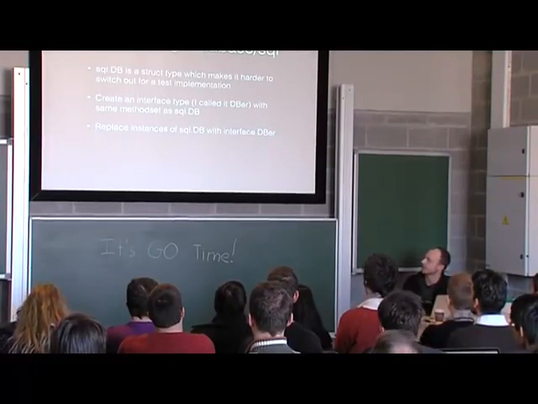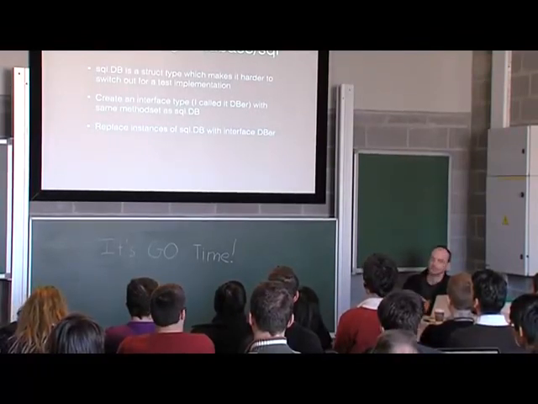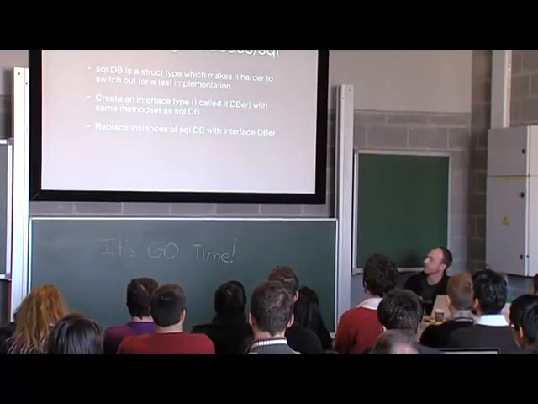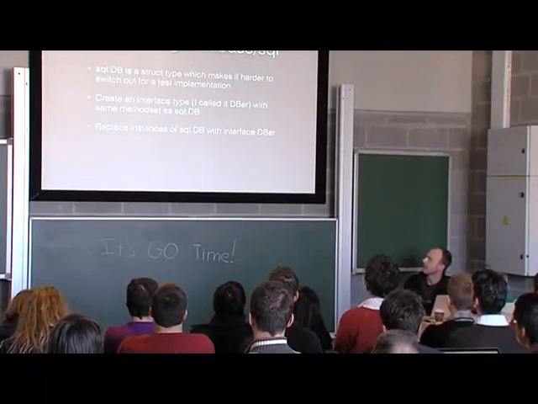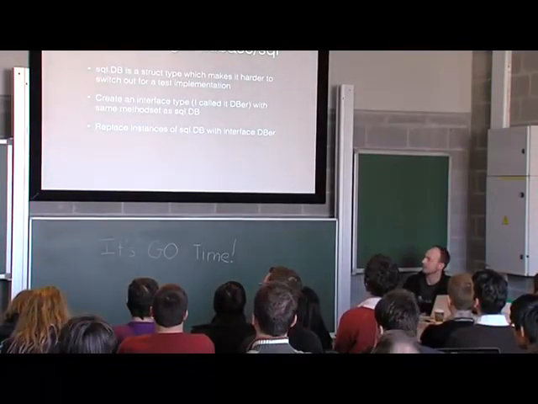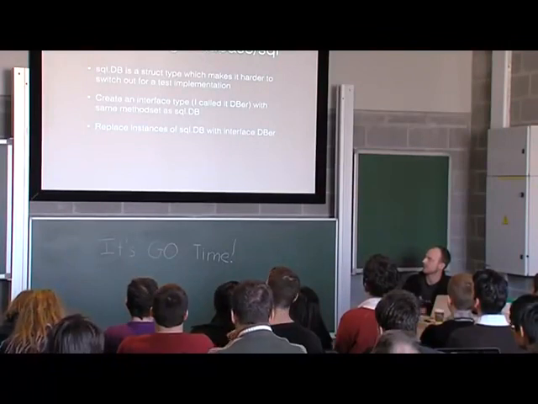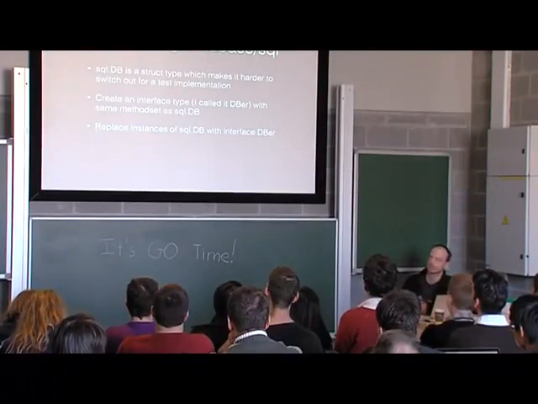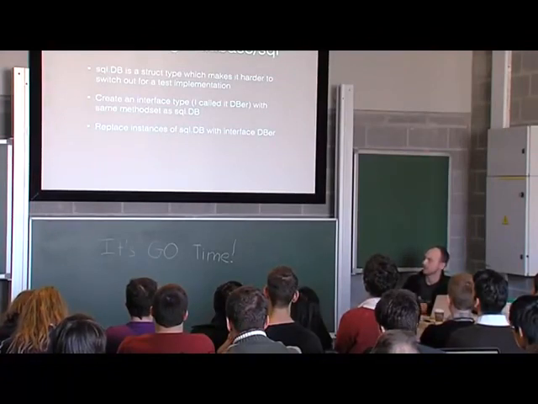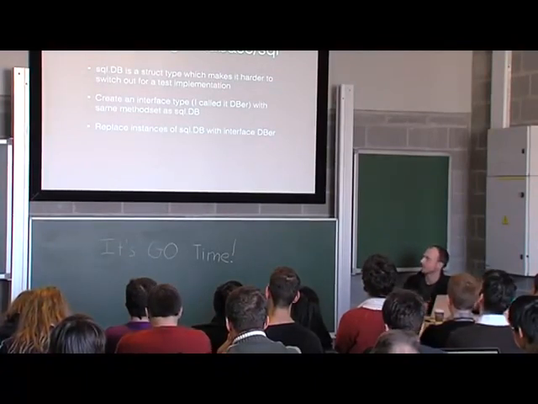which is effectively what I did. So I made an interface type. I called it DBO, which is a terrible name. Don't call it that. And it has the same method set as the struct type. By virtue of having the same method set, sql.DB implements that interface. In some places in our code where we pass in a database dependency, I just replaced the instances of that with this interface.